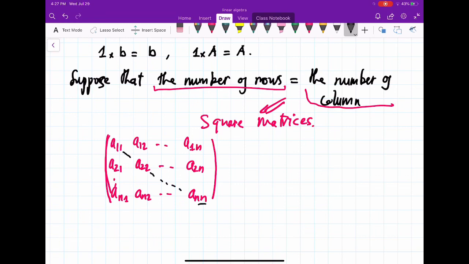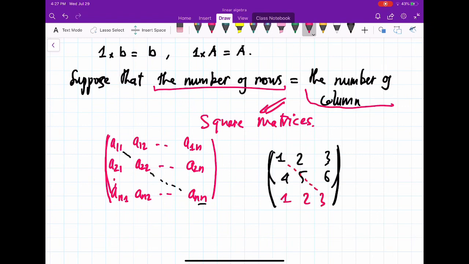For a non-square matrix, you don't have that diagonal. Let's say 1, 2, 3, 4, 5, 6. So we don't see any diagonal in here, right? But if you have one more row, 1, 2, 3, then you have a diagonal, because that is square, right? Like 3 by 3.